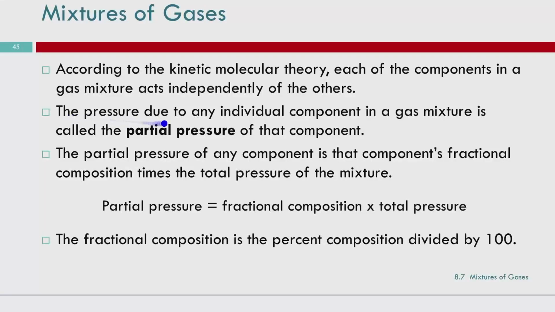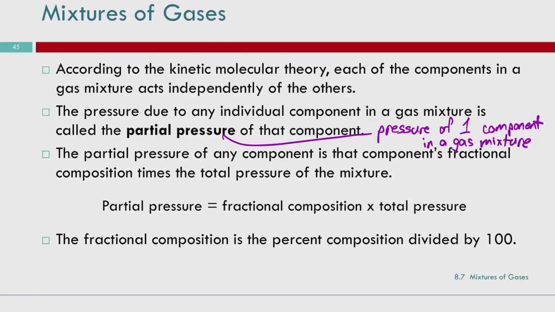The pressure due to any individual component in a gas mixture is called the partial pressure, the pressure of one gas, the pressure of one component in a gas mixture. We call it the partial pressure because there are other things that are in the gas mixture. You add all the partials up, you get the full, the total. So partial because it's not the entire pressure.